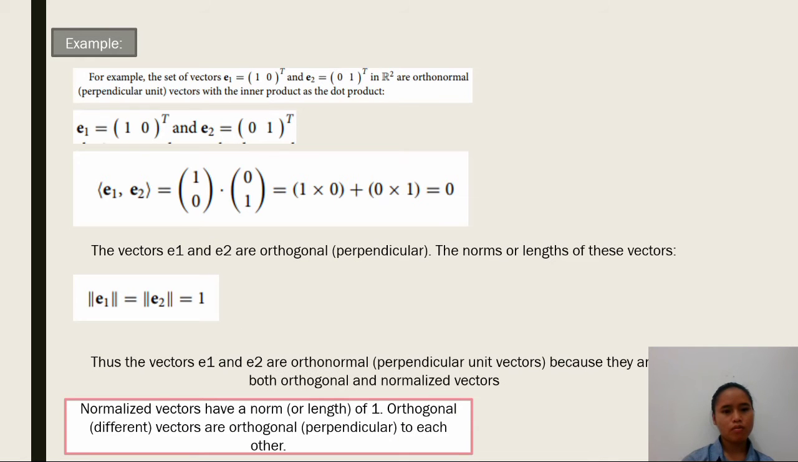For example, A1 and A2. A1 times A2, we get 0. So this is orthogonal. A1 and A2 are orthogonal, perpendicular. And also the length of A1 and the length of A2 equal 1. So these are normalized vectors.